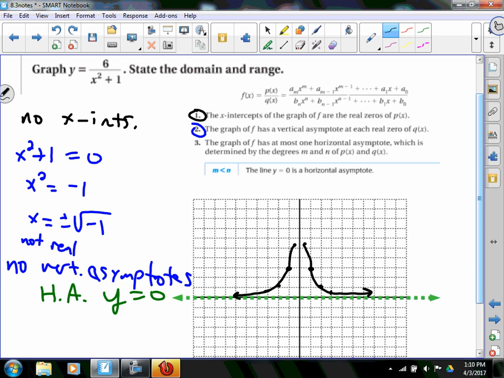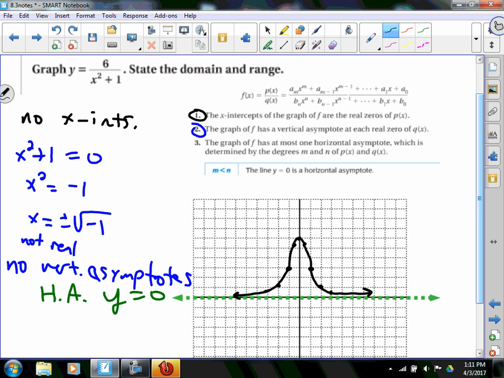What's going to happen whenever x equals 0? When x equals 0, we'll have 0 plus 1 or 1 in the denominator, and 6 divided by 1 is 6. X-intercepts are where the graph crosses the x-axis. Well, the graph doesn't cross the x-axis. There's no x-intercepts. Horizontal asymptote when y equals 0. That's it. That's the graph.